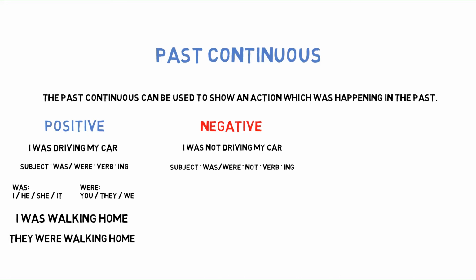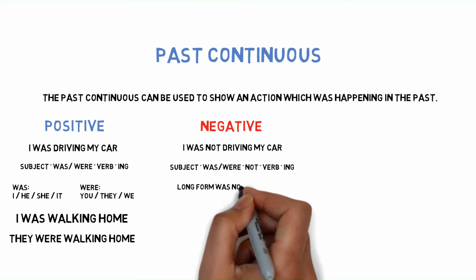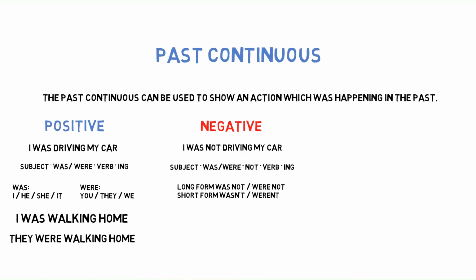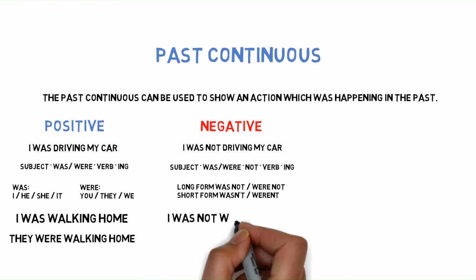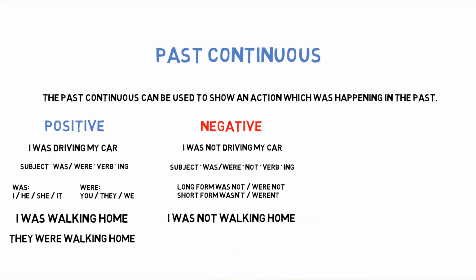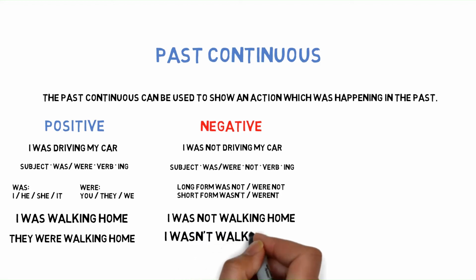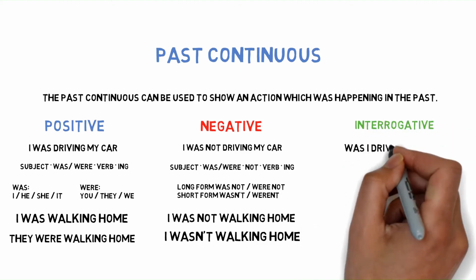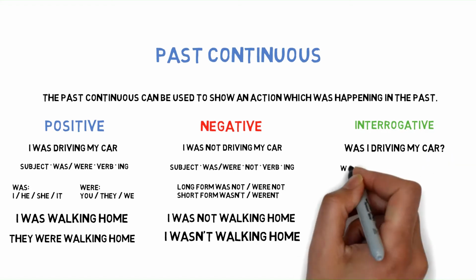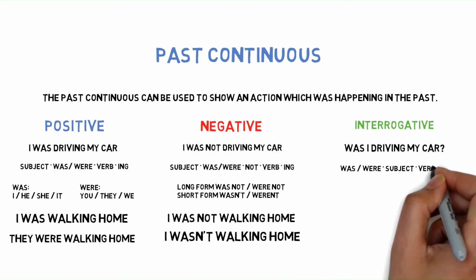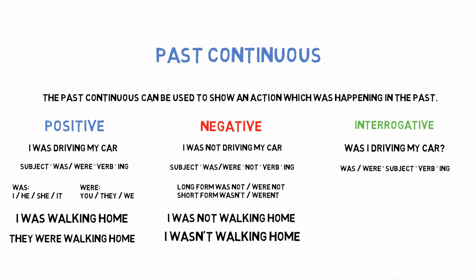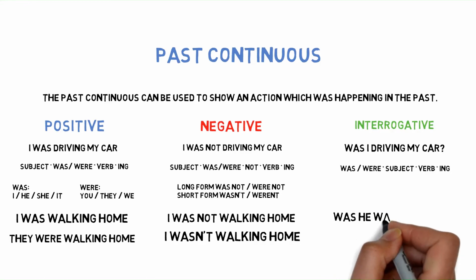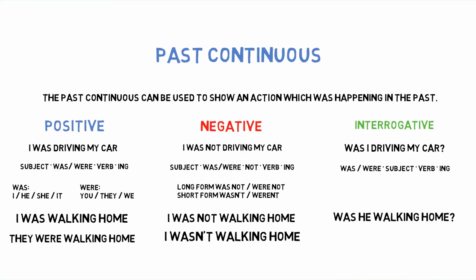We can say that was or were not can have a long form and then the short form which is wasn't or weren't. I was not walking home. I wasn't walking home. Both of them بجوج هم صحاح. For the interrogative form, we have the same example. Was I driving my car? So was and were هما اللونين plus subject plus the verb ing. For example, was he walking home? And question mark. Were you walking home? And of course, the question mark.